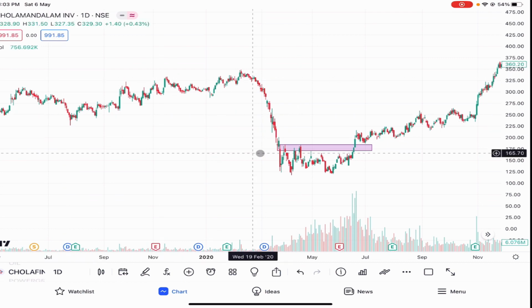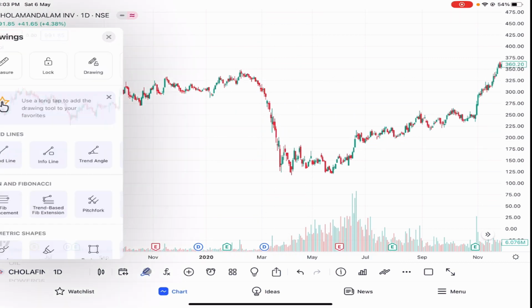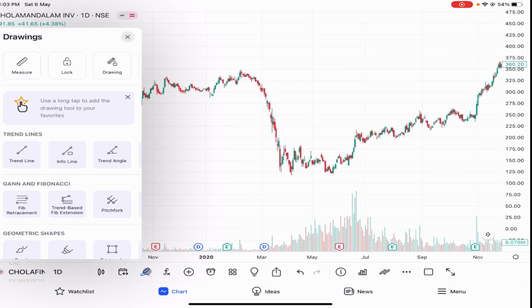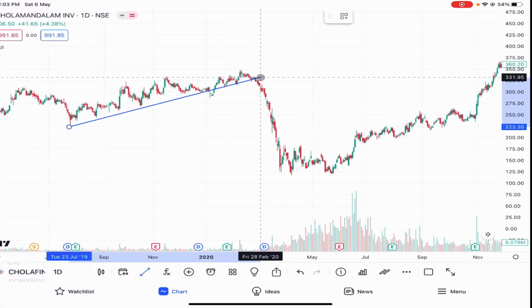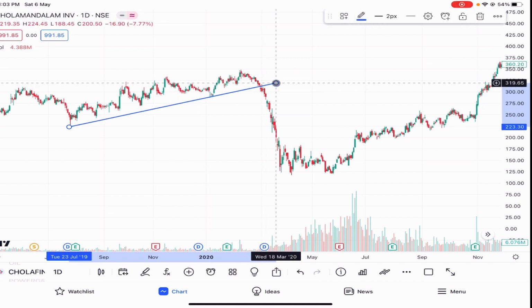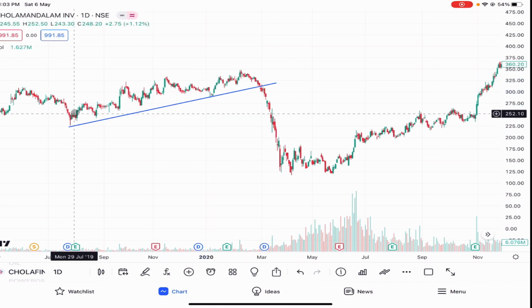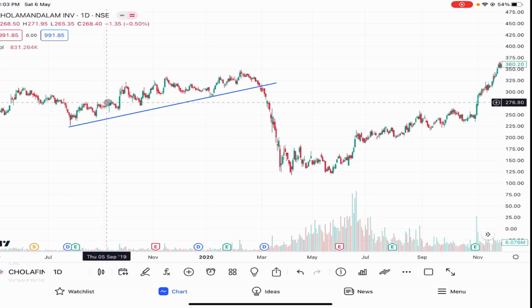So if you look at this, this is a trend line breakout which we are seeing, trend line breakdown. So don't get confused, whenever I say breakdown it is just a downside move, and whenever I say breakout it's an upside move. So look at this trend line over here. Okay, this is my trend line, and let me just make it like this.